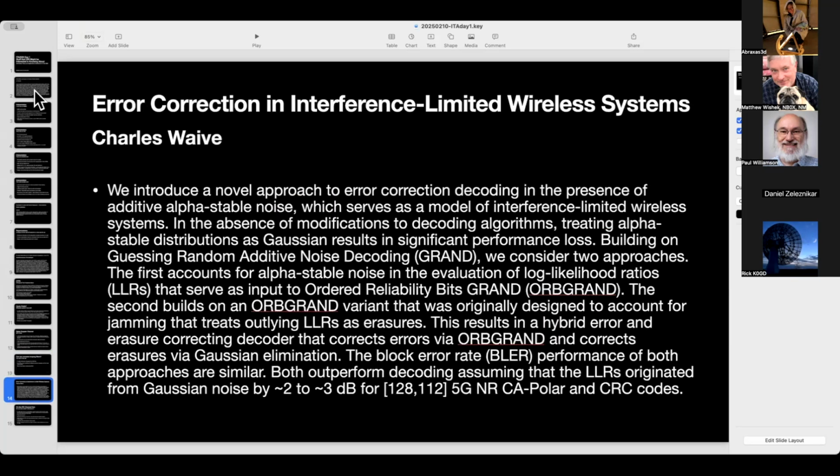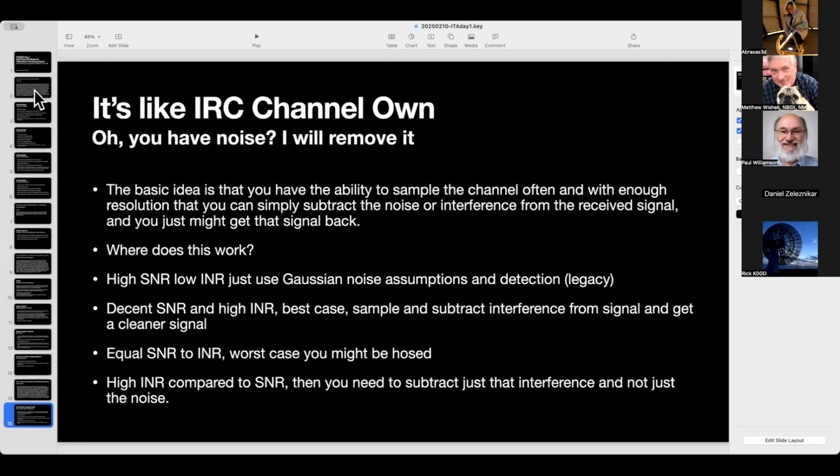Okay, last one. This was error correction in interference limited wireless systems. Okay, so we're talking about wireless systems where the interference is harsh. And basically, what do you do? Okay, so again, this is the abstract, very dense. Basic idea: this is like an IRC channel op, when you take over the channel. Oh, you've got noise? I can remove it. The basic idea, you've got the ability to sample the channel often and with enough resolution that you can simply subtract the noise or interference from the received signal.